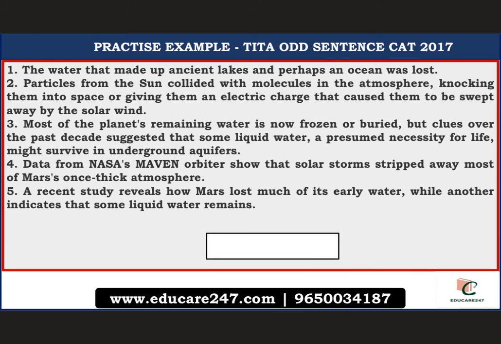Let us have a look at the next practice example, which is again an odd sentence question from CAT 2017. Alright, so these are very important questions because these have actually come in your CAT. Sentence 1. The water that made up ancient lakes and perhaps an ocean was lost. Alright, it's something that does not make sense on its own. So this can never be your first sentence.